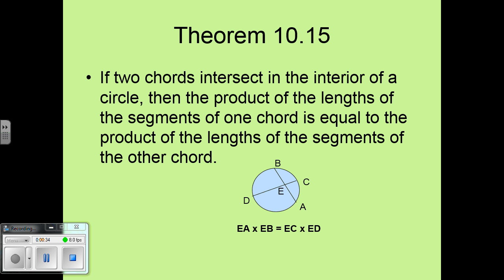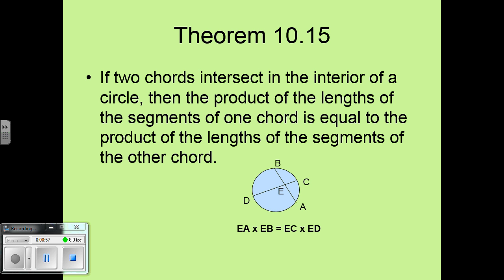We still have two chords here that are intersecting inside the circle, so this should look familiar. But instead of looking at the arcs BD and CA, we're just looking at the segments. So we're looking at BA, CD, EB, EA, CE, and ED. Hopefully you can see all of those within the picture.